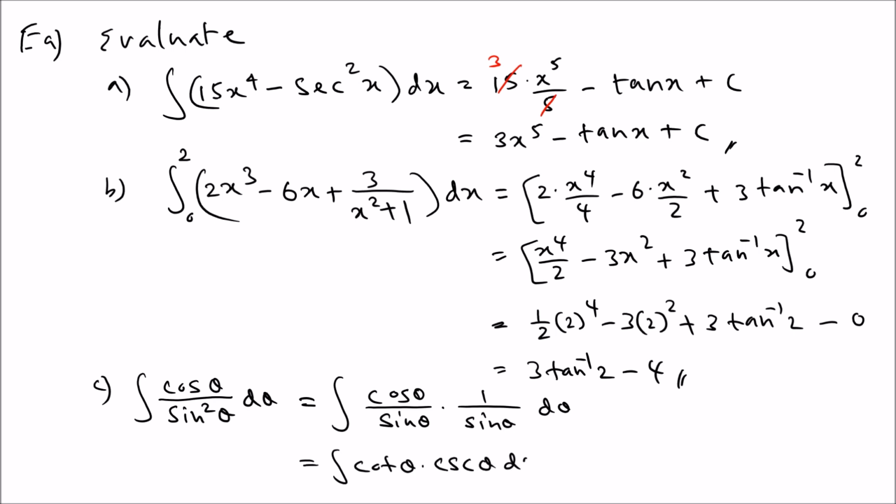This is one of the formulas in the table because this is the derivative of negative cosecant theta. So this is negative cosecant theta plus c. So it's simply coming from the table. This is a familiar one. What you want to do is rewrite the integral so that it is something familiar. Okay, so let's do another problem.